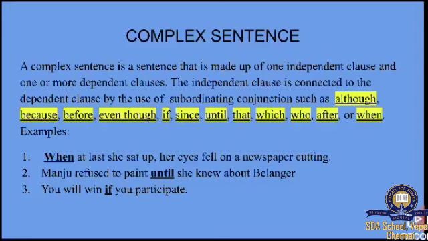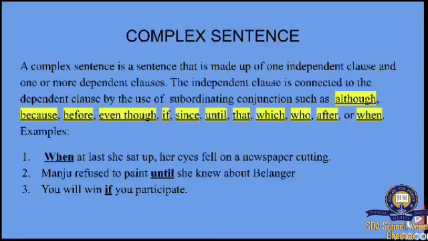Manjula refused to paint until she knew about Belanga. So here we come to know that Manju was refusing to paint, but until when? Until she knew about Belanga. Moving on to the third example. You will win if you participate.